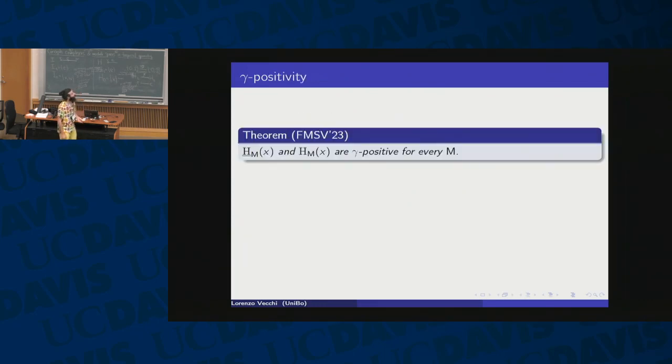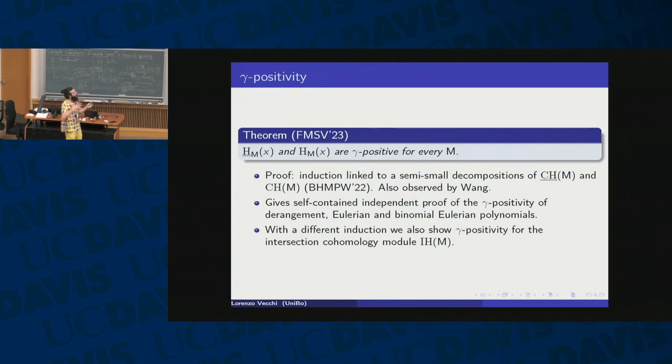And indeed, our result is that the Chow polynomial and the augmented Chow polynomial are gamma positive for every matroid. How does the proof work? Basically, we exploit a semi-small decomposition of the Chow ring and the augmented Chow ring due to Braden, Huh, Matherne, Proudfoot and Wang. So we're able to write these Chow rings as sums of smaller Chow rings and augmented Chow rings. We extract their Hilbert series, and we compute the gamma polynomial of those Hilbert series. And then the gamma positivity is just a very nice induction. We want to thank Botong Wang, who in a private communication helped us by discussing this idea.